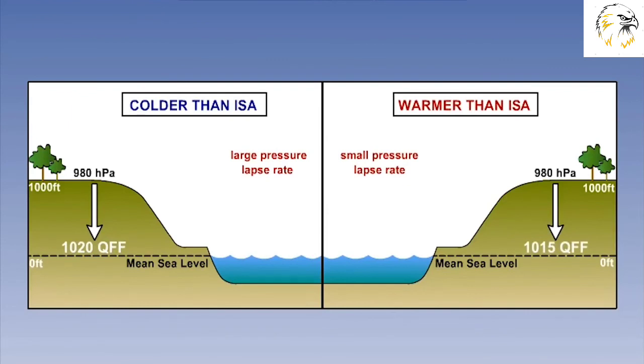The 2 diagrams confirm this for us. The diagram on the left shows that if a station was above mean sea level and the air was colder than ISA, the corrected mean sea level pressure would be higher when compared to warmer than ISA. These mean sea level pressures are known as QFF values. QFF is therefore the barometric pressure at a stated location, corrected to mean sea level, using the prevailing temperature.